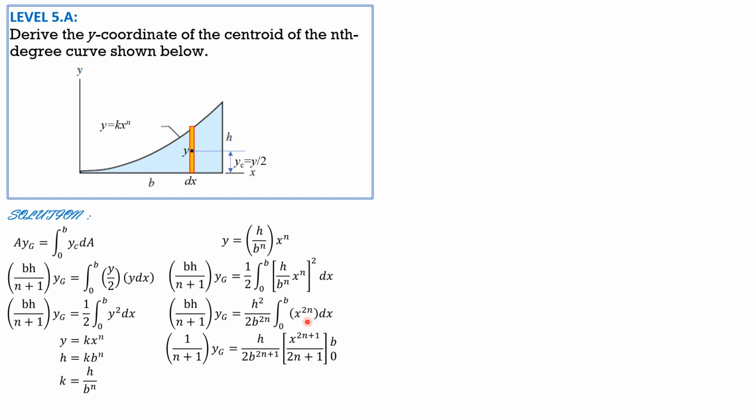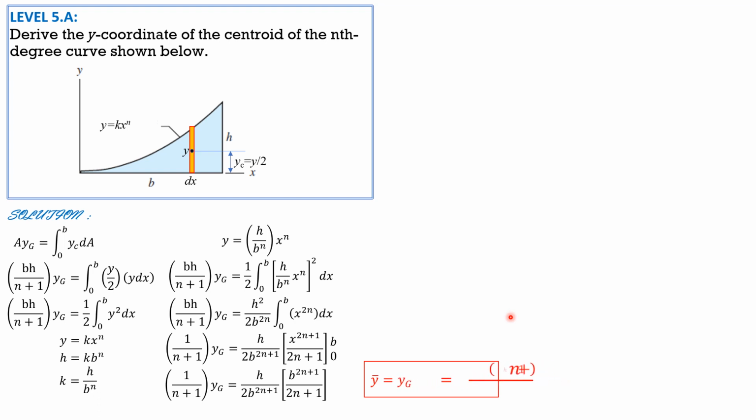The integral of x to the 2n is x to the 2n plus 1 over 2n plus 1. Then we have b to the 2n plus 1 because we cross multiply this. B to the 2n times b is b to the 2n plus 1. So after we integrate, this is the result. Substitute x, upper limit b, lower limit 0. So 1 over n plus 1 times y bar equals h over 2 b to the 2n, then b to the 2n plus 1 over 2n plus 1. Cancelling out b to the 2n.